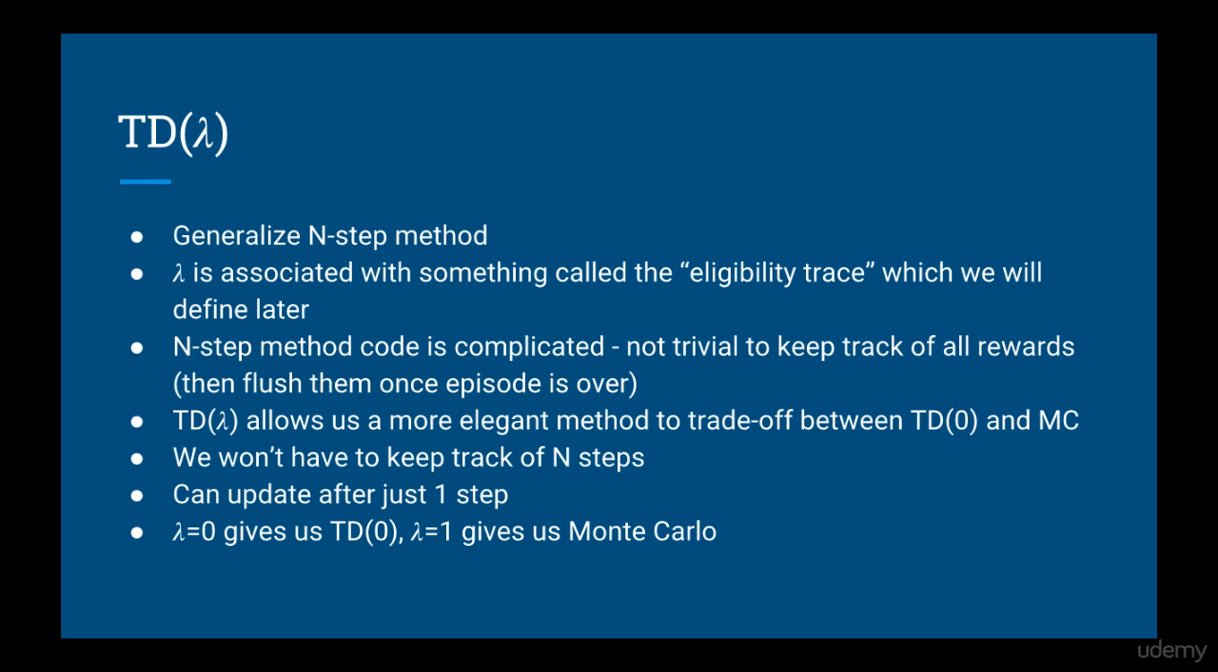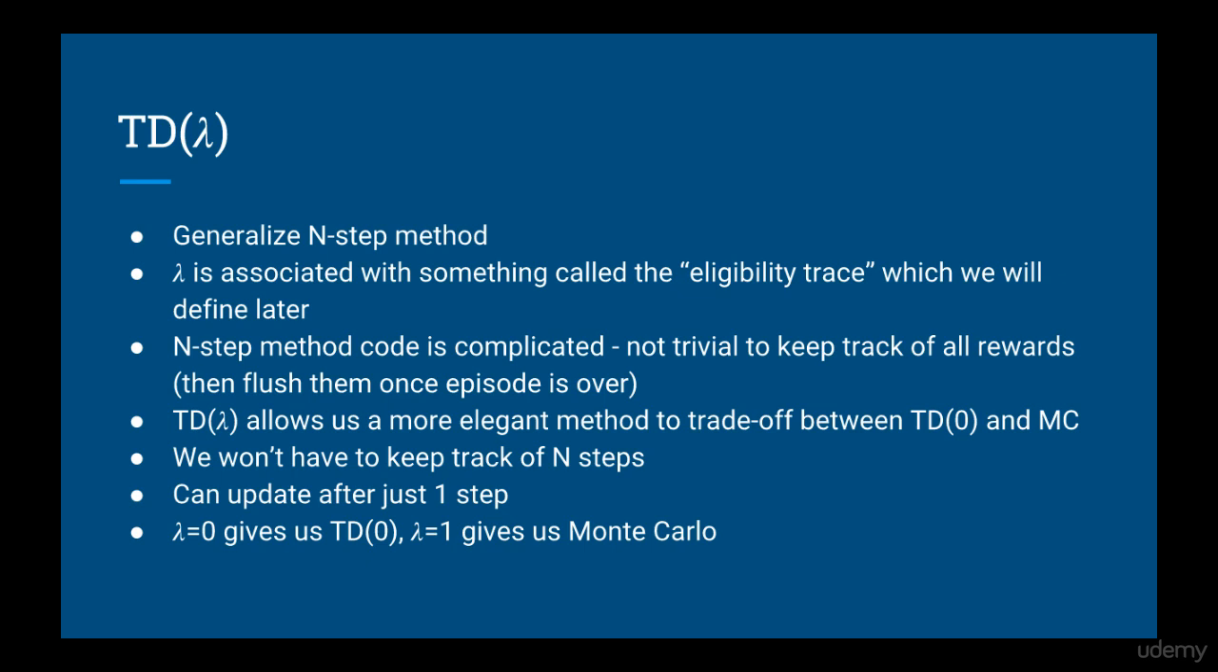Lambda is a parameter that is associated with a vector called the eligibility trace, which we'll be learning about in this lecture. You may have noticed that the code for the n-step method was pretty complicated. In particular, it's not so straightforward to keep track of the last n rewards all the time. Lambda allows us to use a more elegant method of choosing a trade-off between TD0 and Monte Carlo.